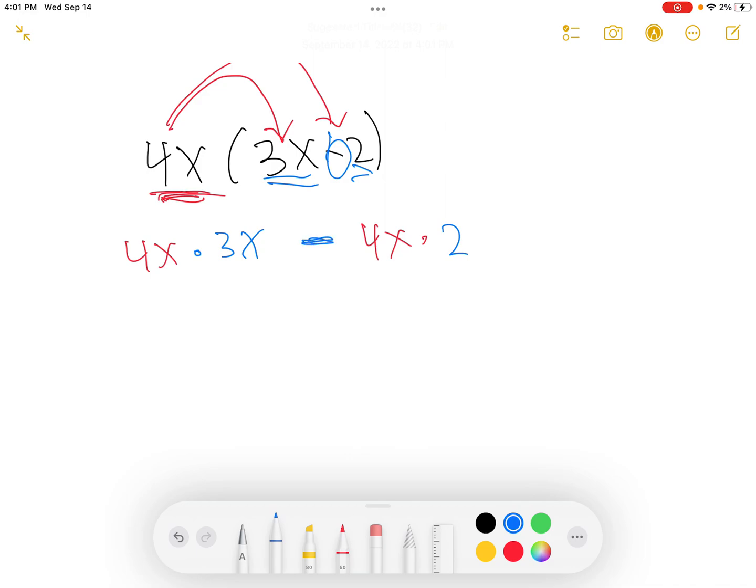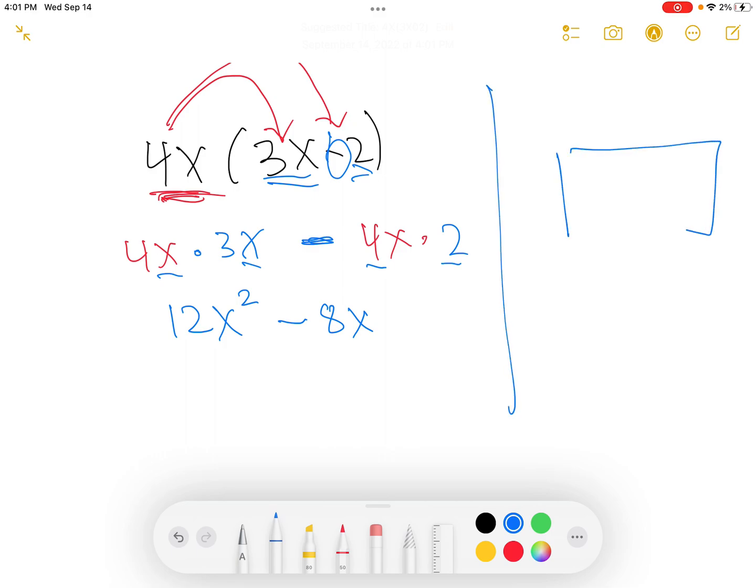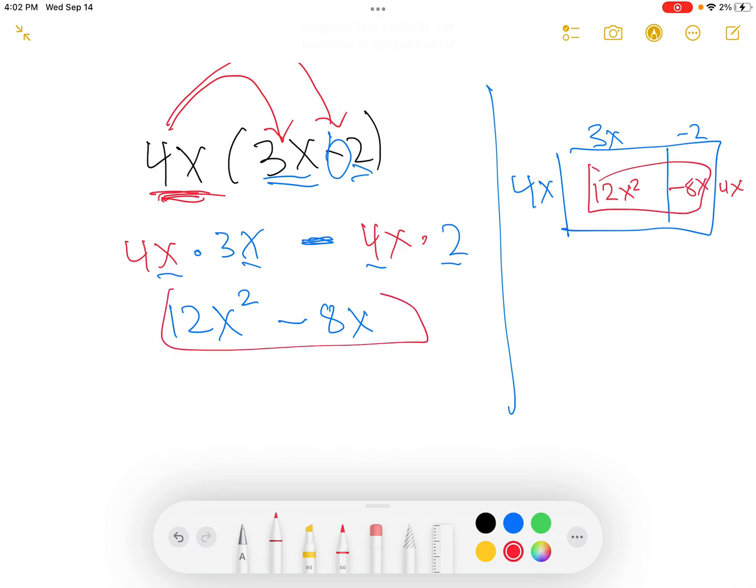All right, so 4x times 3x, that's going to be 12. 4 times 3 is 12x, and another x is going to give me x squared. Now right here we have 4 times 2 is going to give me 8, and we have x, and now you're all done. Now you can also think of this same question as an area problem. If I've got a box here that's 4x tall and 3x minus 2 wide, I can find the area of each of these things. 4 times 3 is 12x squared, and then this box is 4x tall, negative 2 wide, that's going to be negative 8x. And you get the same answer here as you do here, 12x squared minus 8x.